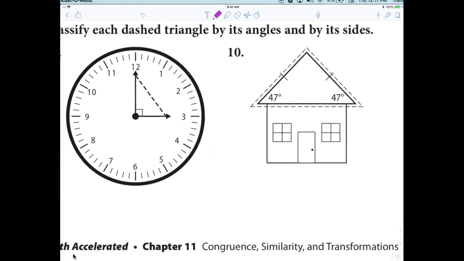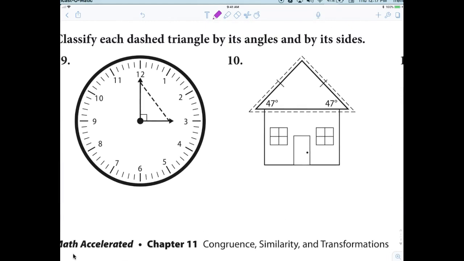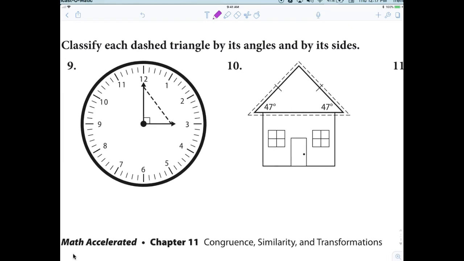Okay, let's identify these now. Classify each dashed triangle by its angles and its sides. So we would say this is a what, guys? Number 9. So right and actually that's not a bad thought. Right isosceles. But is he correct?